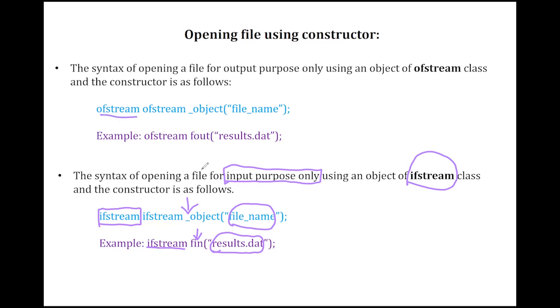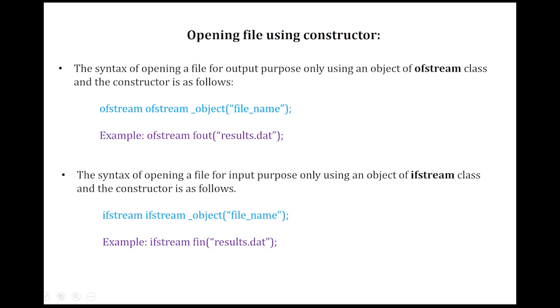Even if you use fout here, it will still work, because we know that an object name can be any name apart from your keywords, right? So for ofstream, I'm going to use the ofstream class name. For ifstream, I'm going to use the ifstream class name. And ofstream can be used for output purpose only, and the ifstream class can be used for input purpose only.